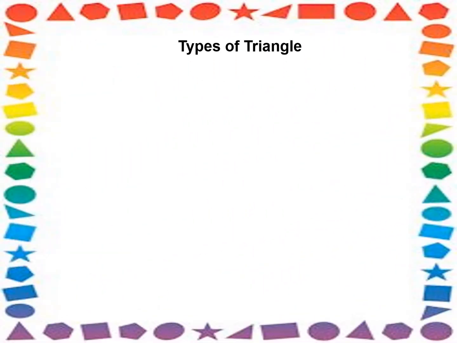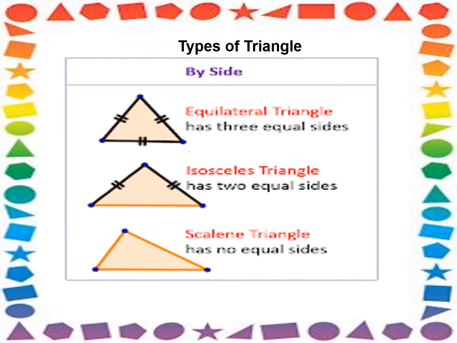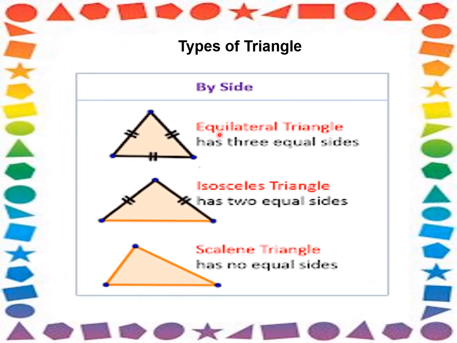Now first we will see the types of triangle by side. The first one is the equilateral triangle. In an equilateral triangle, all three sides are equal. The second one is the isosceles triangle, in which only two sides are equal. The third one is the scalene triangle, which has no equal sides. All sides are different.